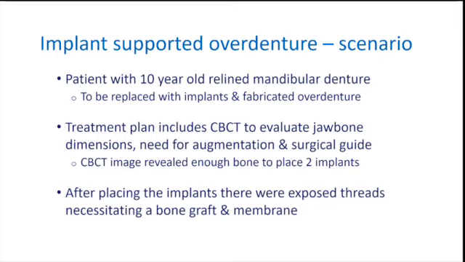The CBCT image revealed enough bone to place these two implants. After placement of the implants, there were exposed threads noted, necessitating bone grafting and a membrane. So how do we code for this scenario?